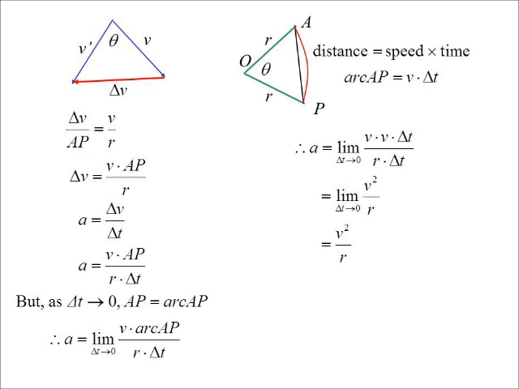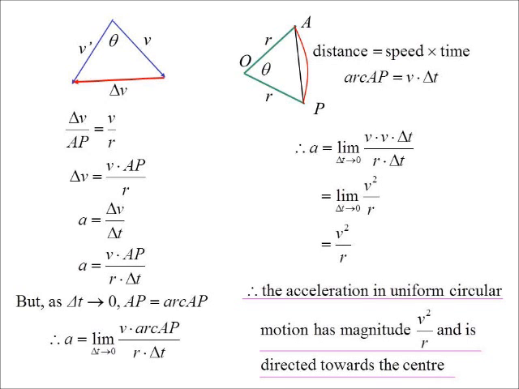Don't panic. If you were asked to prove this, I would not recommend going this way. I just want to show you we can build it up through the vectors to show that, hey, yeah, this is the way. So we just need to know that the acceleration in uniform circular motion has the size V squared on R. Its direction, the direction of this red vector, is towards the centre of the circle. It'll always be towards the centre of the circle.